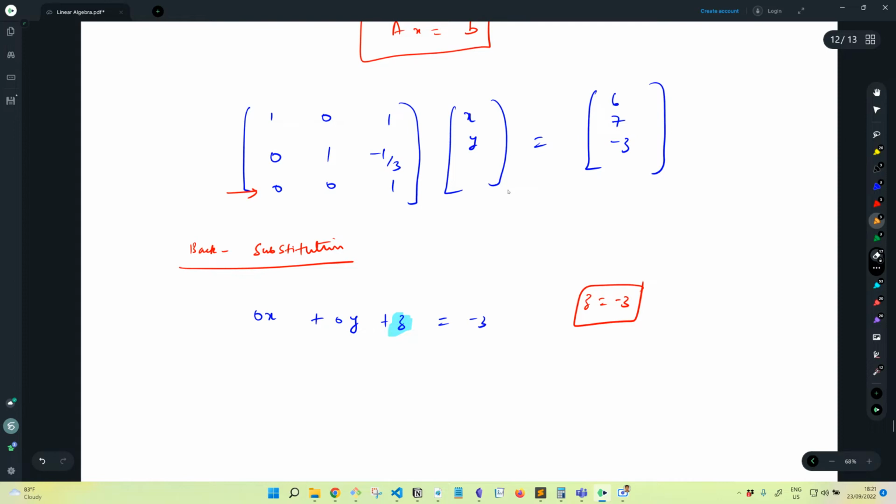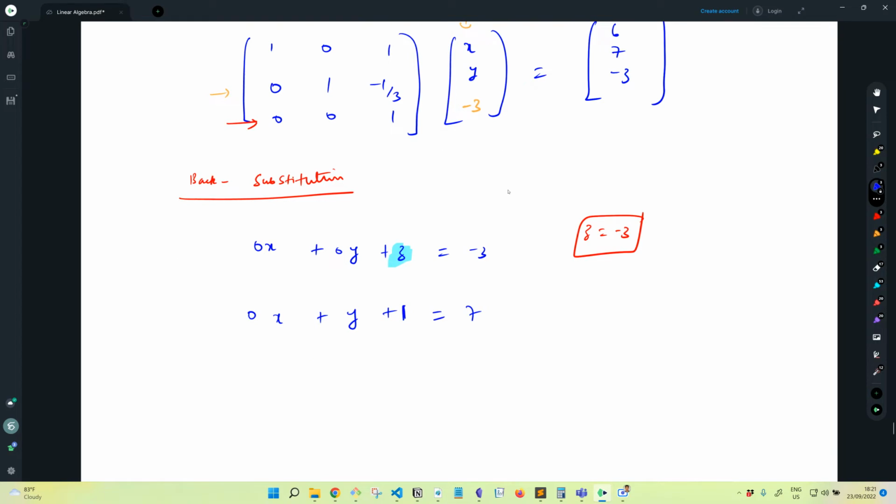Now, because z is minus 3, I know the solution for one variable. Then what I can do is replace this z with minus 3. Once I replace this with minus 3, let us multiply this vector with the second row. Then it will be 0 times x plus y minus 1 by 3 times, now this entry gets multiplied by minus 3. When you multiply this entry with minus 3, you get 1, so y plus 1 equals, and the constant here is 7.